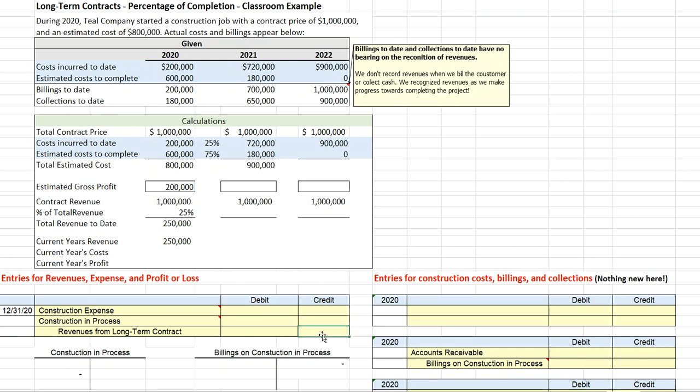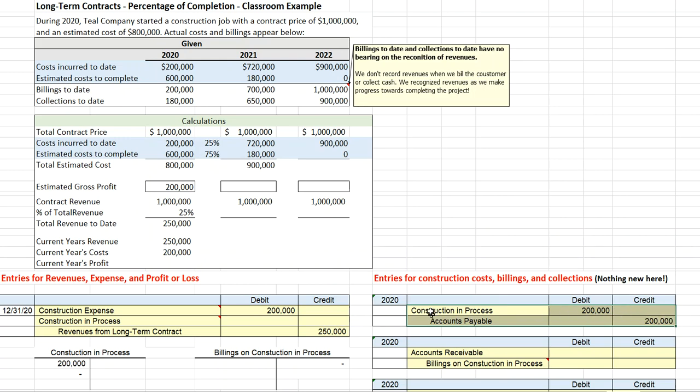So in terms of our journal entries, we will recognize $250,000 in revenues. Again, 25% of the work, we will record 25% of the revenues, and we will report 25% of our profit. So our construction costs, we were told, were $200,000. So our cost to date, $200,000. We are going to record that as a debit to construction expense, as well as a debit to construction in process and an accounts payable.